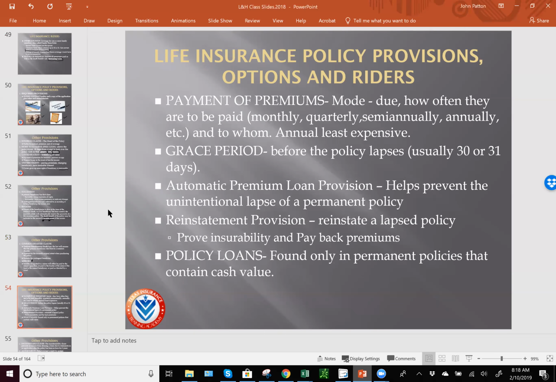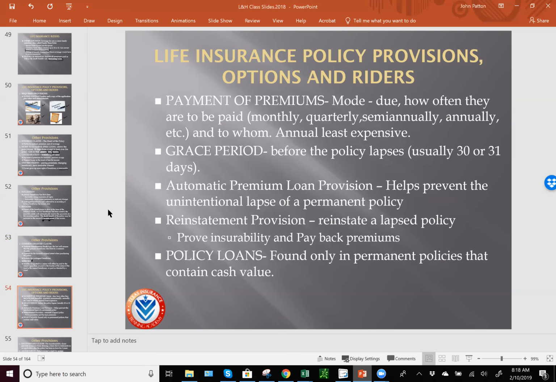So after a policy has lapsed, you can get it reinstated, but two things have to happen. Number one, you must pay any back premiums plus interest. And number two, you must prove insurability. Now you have up to 3 years to reinstate a lapsed policy. The benefit of reinstating a lapsed policy, because I know that seems like a long time, 3 years, is that your premiums would be based on the issue age of that policy, the date that it was first issued, as opposed to your attained age, how old you are right now.